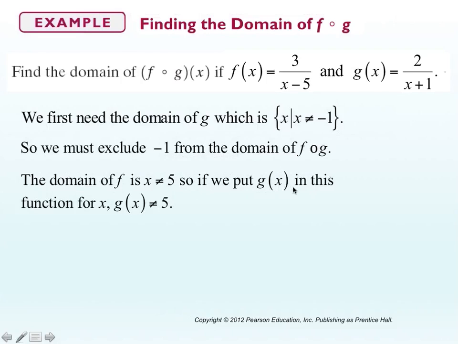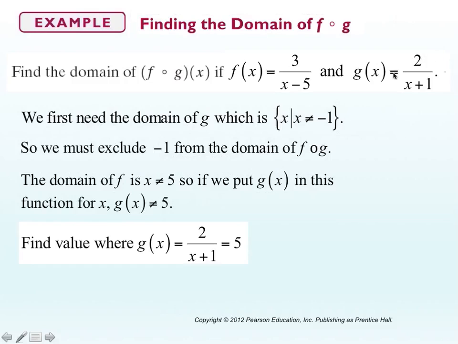So if we put g of x into this function, we don't want g of x to equal 5. So what we actually need to solve is g of x equal to 5. So we have 2 over x plus 1 equals 5, because 5 is the number that makes our f of x function undefined.